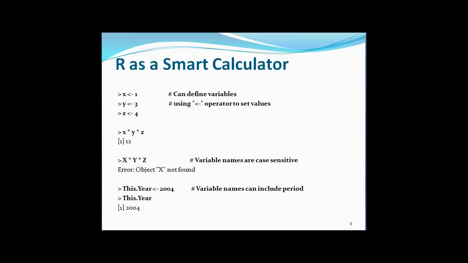R is also case sensitive. This means the small x is different from the capital X. Here I have assigned the values to small x, y, z, so it will give me the output after calculation. But if I use capital X, capital Y and capital Z in place of small x, y, z, it will give me an error because I have not assigned values to capital X, capital Y and capital Z. So this point is to be noted: variable names are case sensitive.